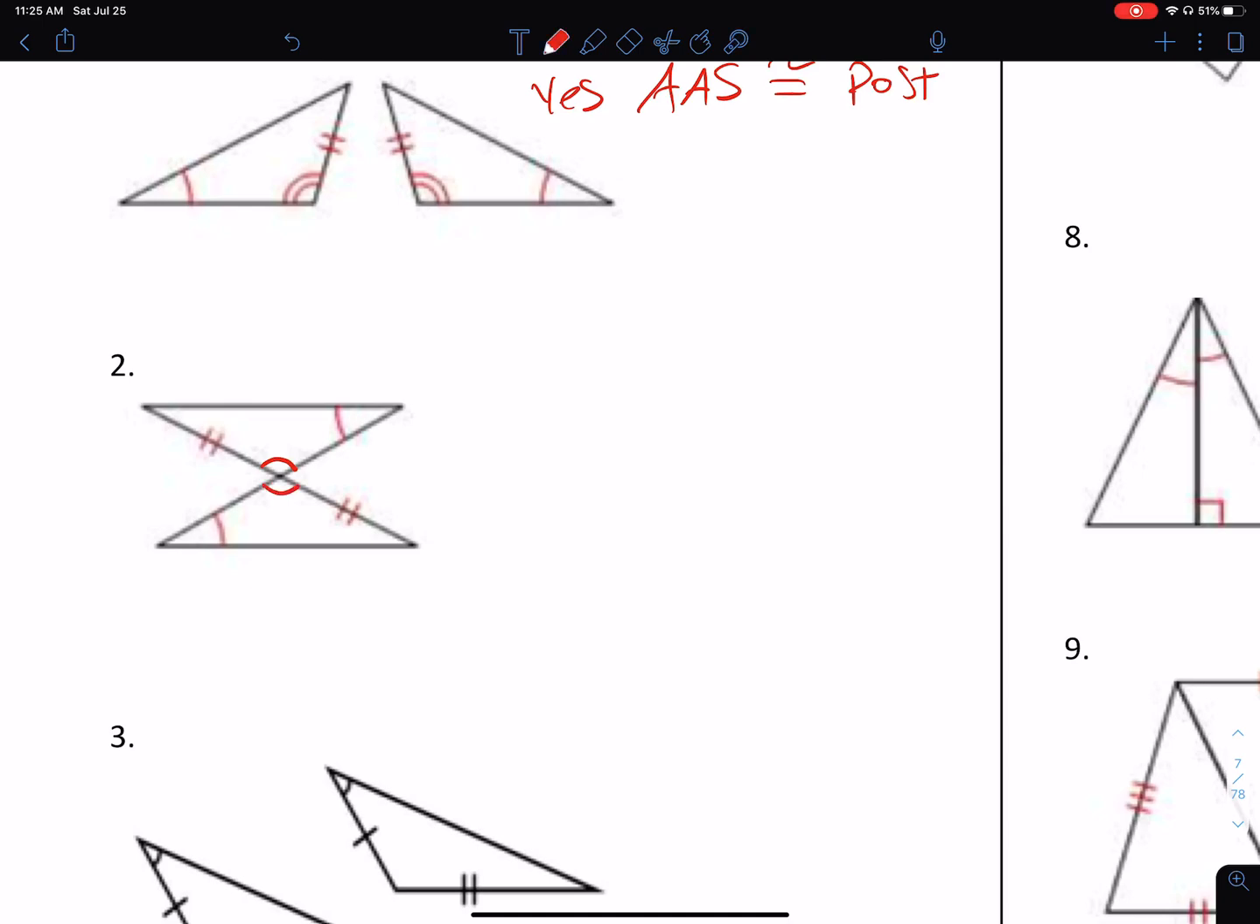Whoops. Different markings than the other angle that was given. One arc, two arcs, two dash. One arc, two arcs, two dash. They're in the same order. So this is yes, once again, by the angle, angle, side congruency postulate.